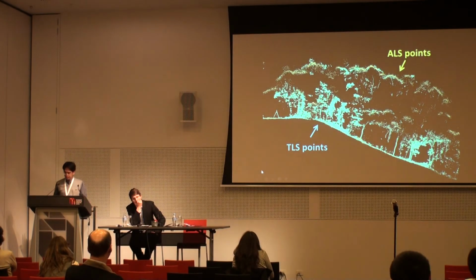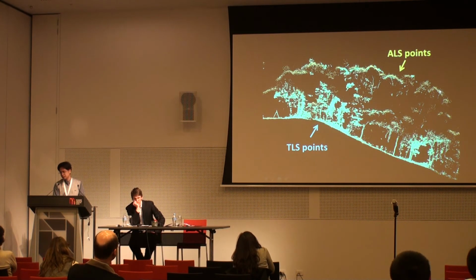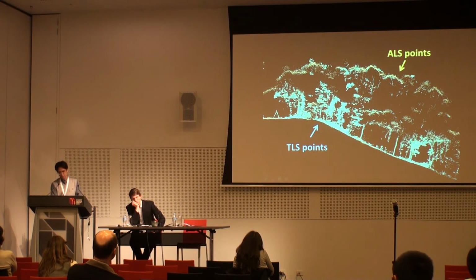Okay, now here I show the points results. This is the airborne LiDAR data here, the yellow points, and you see the ground points here. That's the terrestrial laser scanner points. Even though there is a 2-year difference, you can see the top of the canopy matches quite well, and some internal structures show similar structures. So that's why we think that the 2-year difference is fine.